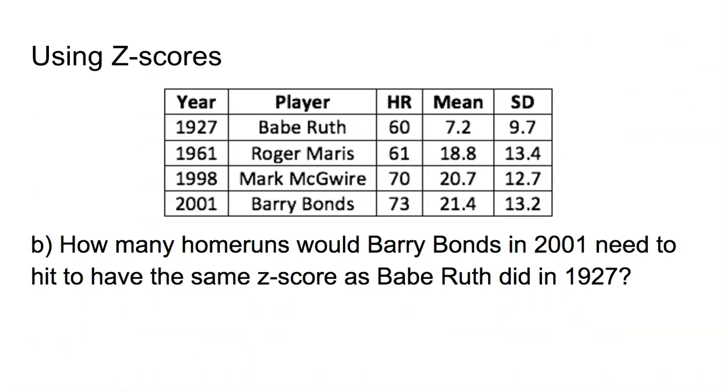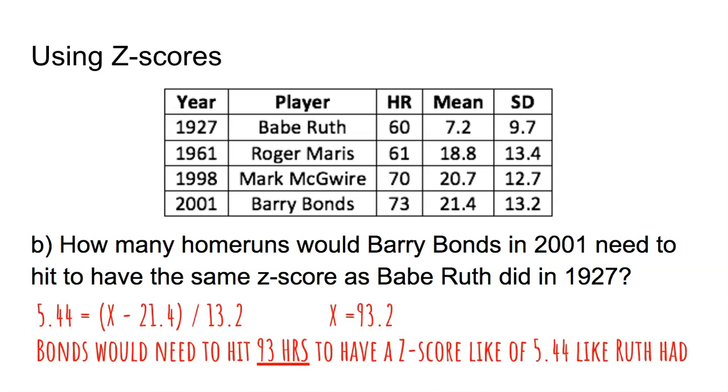Part B, how many home runs would Barry Bonds in 2001 need to hit to have the same z-score as Babe Ruth did in 1927? So Babe Ruth had a z-score of 5.44, and using the z-score formula, we would plug that value in and get 5.44 equals x, the unknown number of home runs Barry Bonds needs to hit, minus 21.4, divided by 13.2. Solving that algebraically, we'd get x equals 93.2. So we'd answer the question, Bonds would need to hit 93 home runs to have a z-score like the 5.44 that Ruth had.